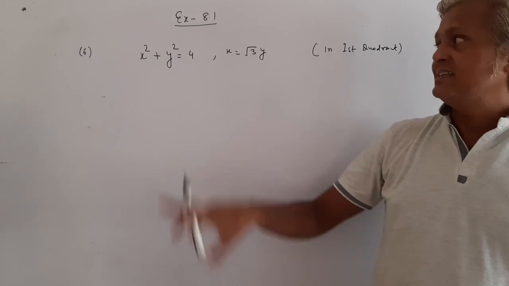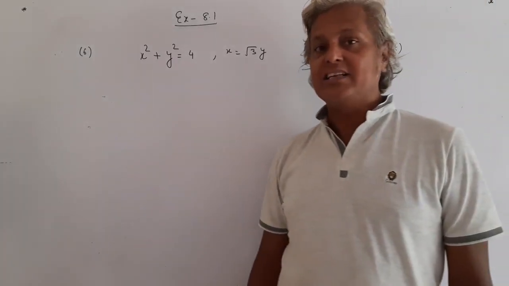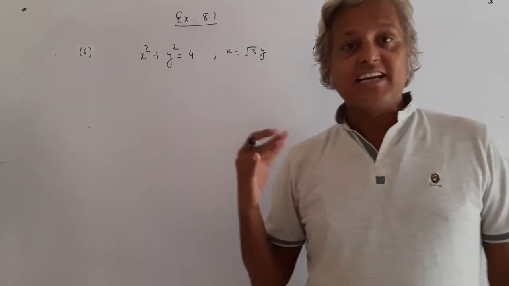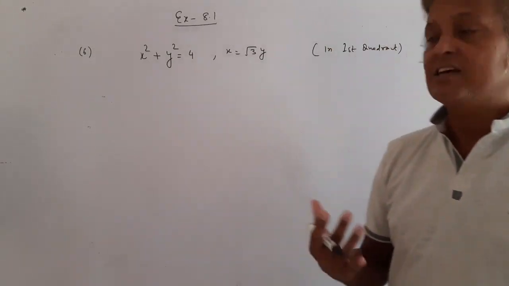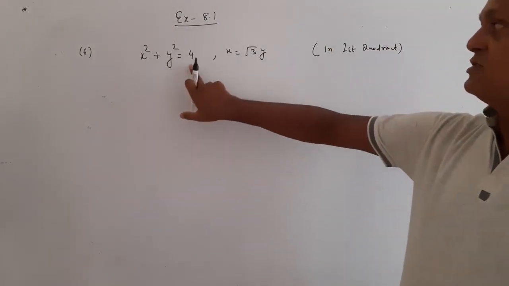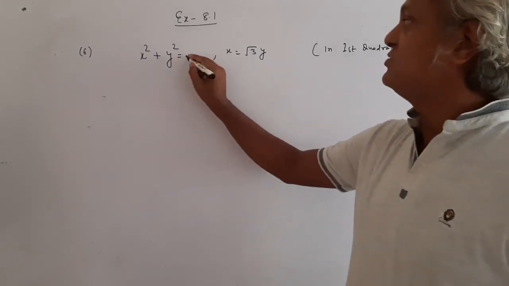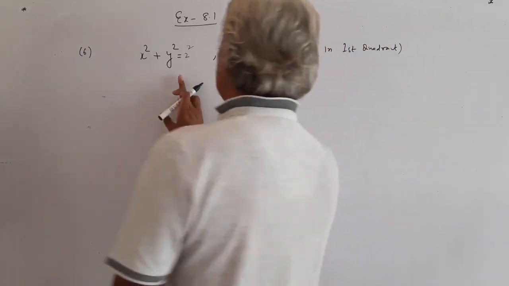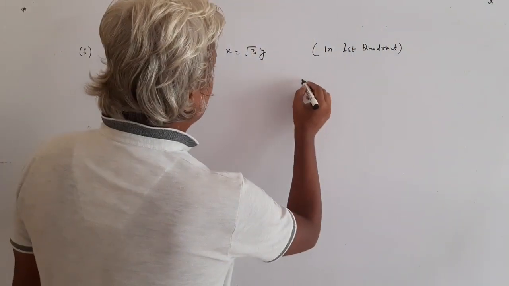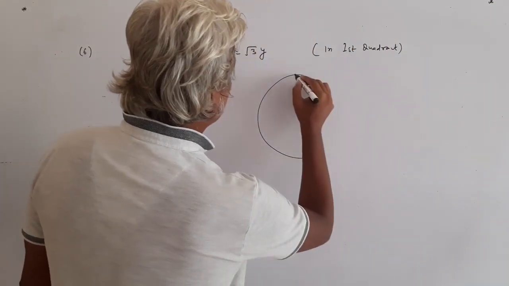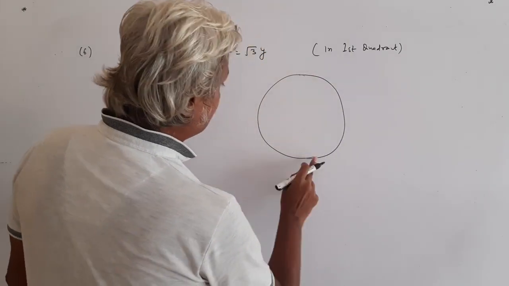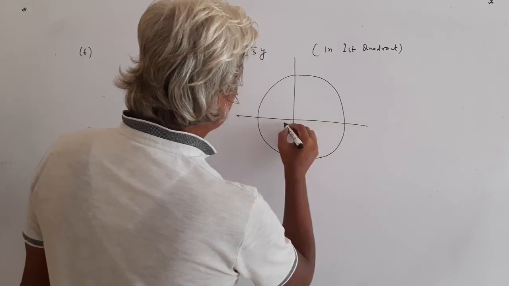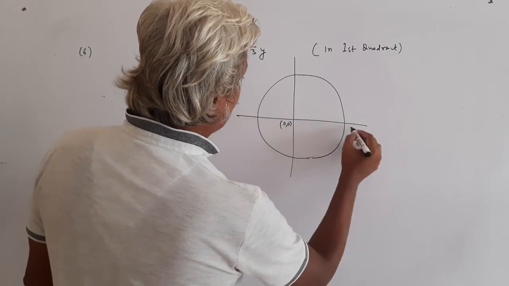Now if you just look at the equation x square plus y square is 4, you have to tell what kind of function it is. What is the standard form of a circle? That is x square plus y square is a square. This 4 I write as 2 square. So this represents a circle with center 0 0 and radius 2. So let me plot this circle.